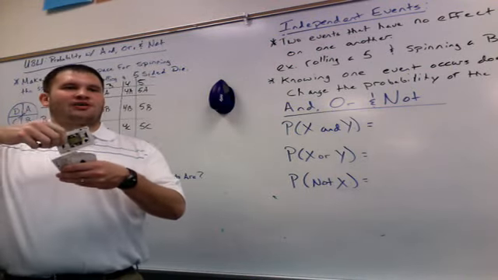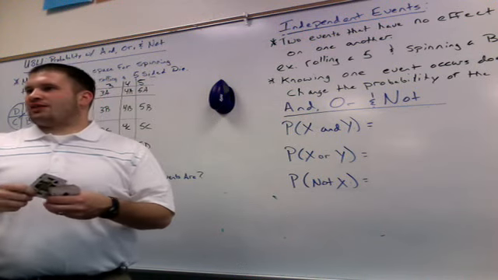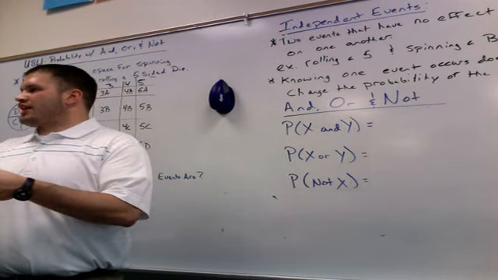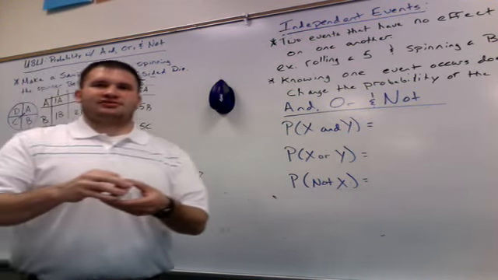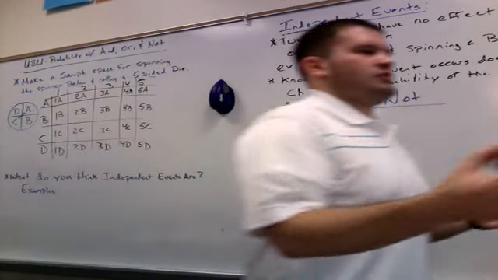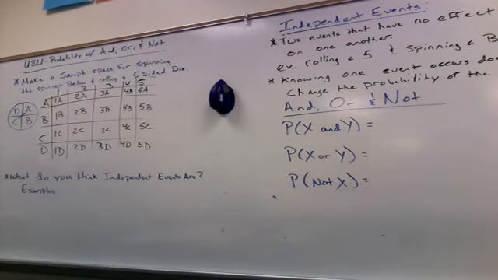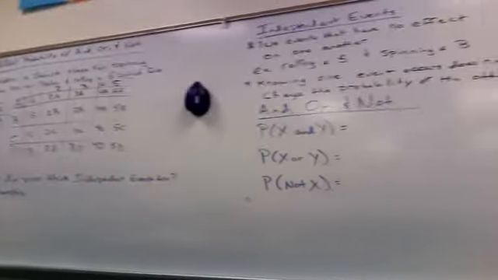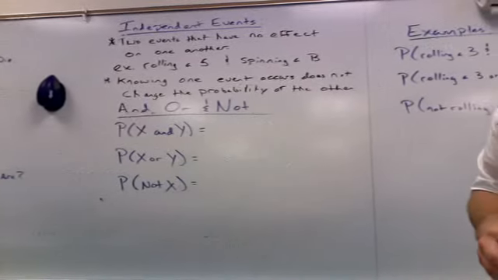So when she put the card back, that kept the probability the same, didn't it? She had 2 out of 54 both times. Does that make sense? Do you guys understand the difference between dependent and independent events? Yeah? Okay. Are there any questions?